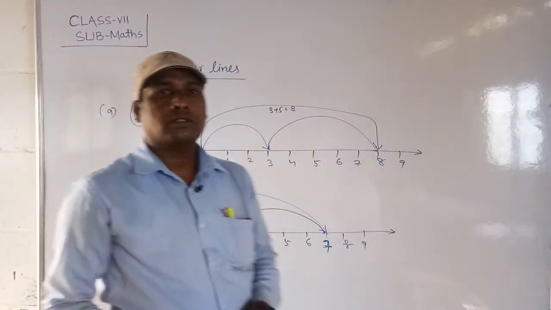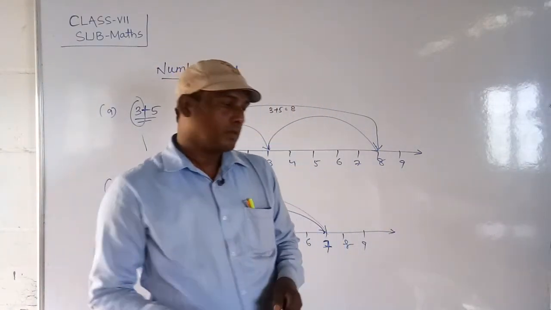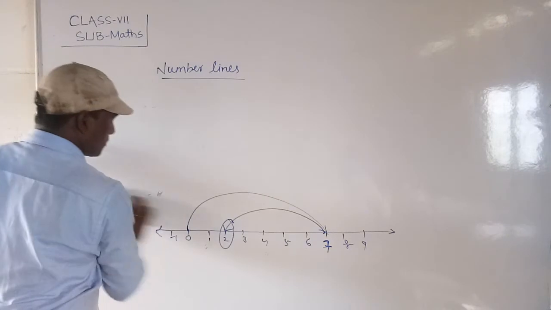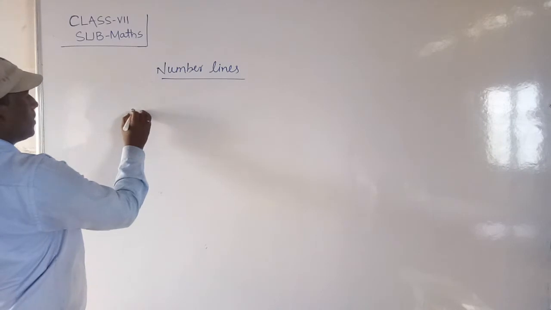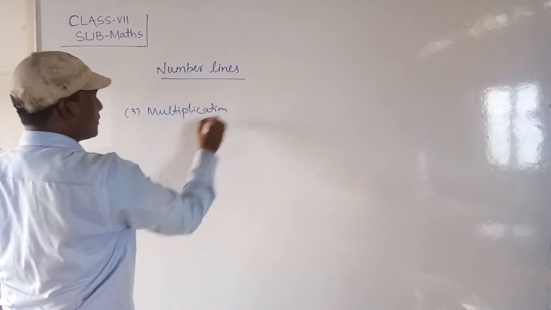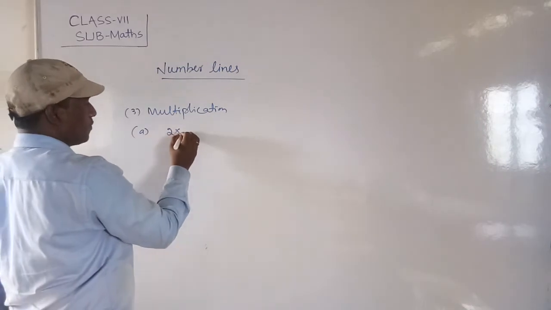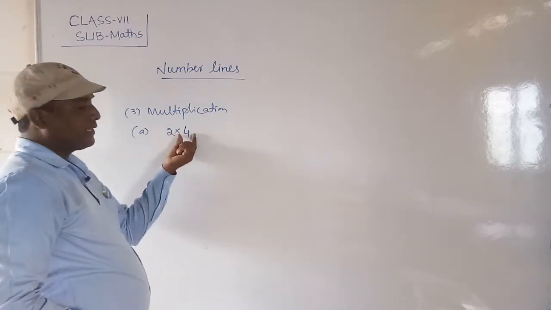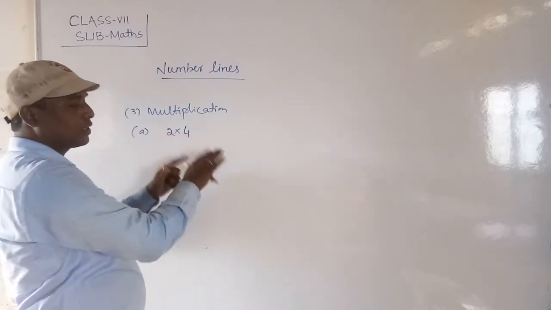Okay students, these are the number lines for integers. And now we will see multiplication. Students, observe here, third one, I will talk about multiplication. Suppose, students, observe here: 2 into 4. Okay students, 2 into 4 means 2 added how many times? 4 times. Added is equal to what? 2 into 4 is also the same.